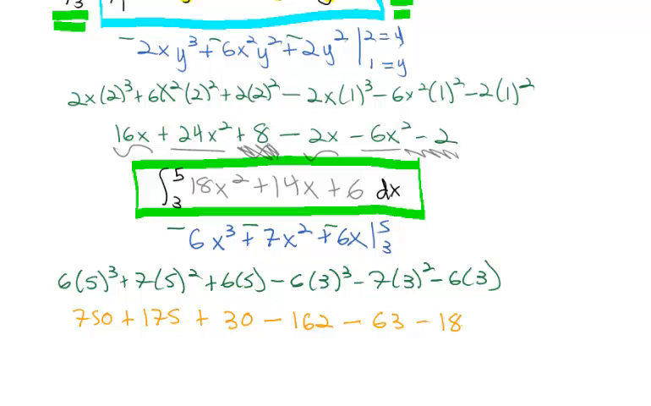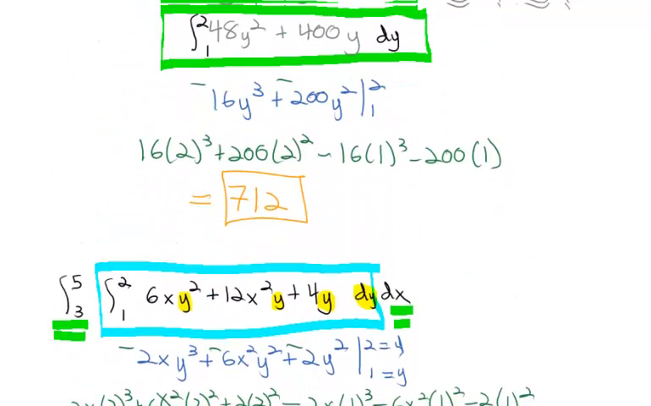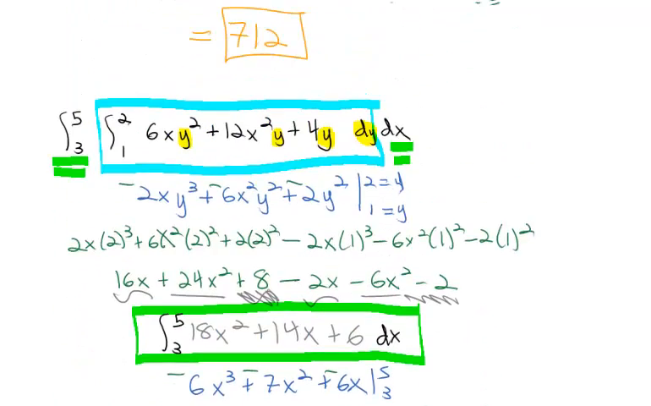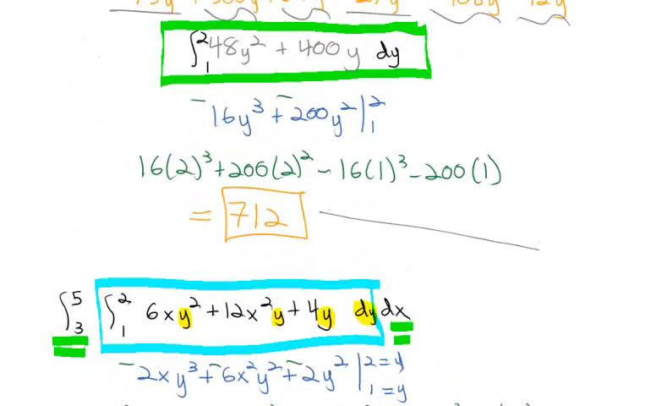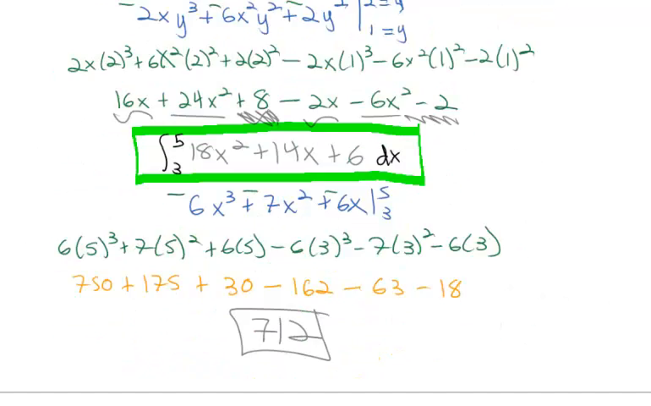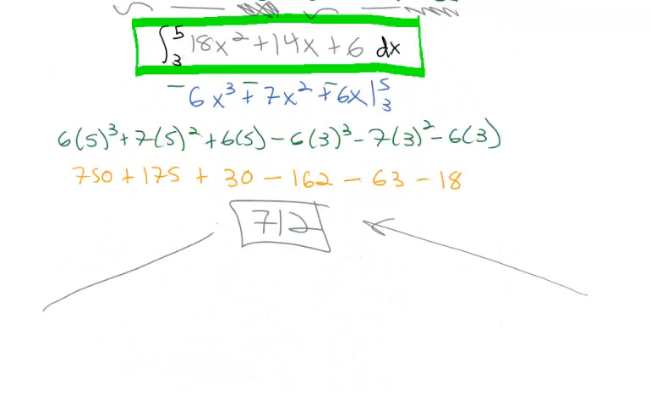And if we do all of that, 750 plus 175 plus 30 minus 162 minus 63 minus 18, we end up with a final answer of 712. The exact same answer we found the first time. Which makes sense, because if a double integral is the volume under a curve, it doesn't matter which direction you measure it, the volume is still the same.